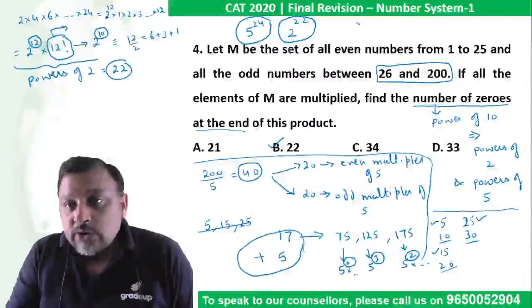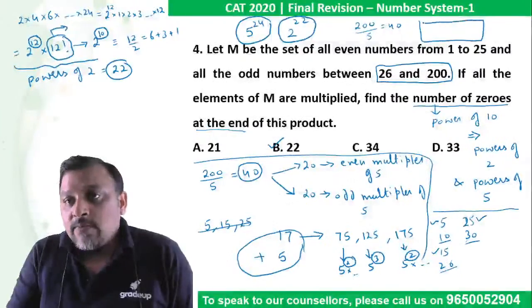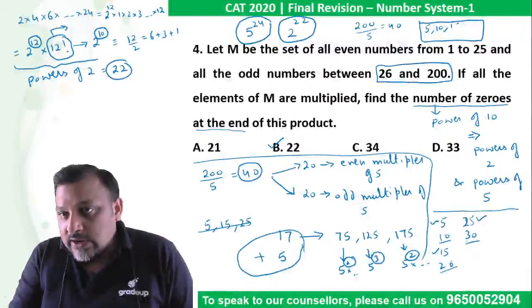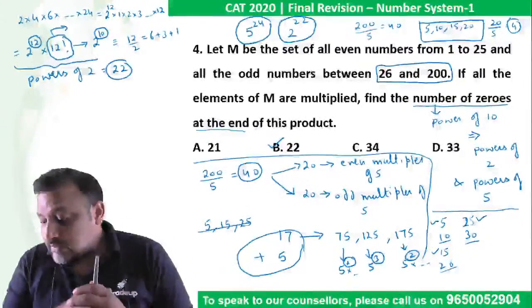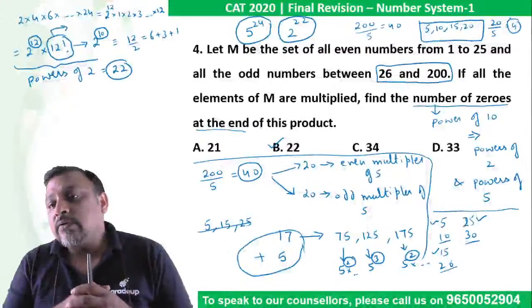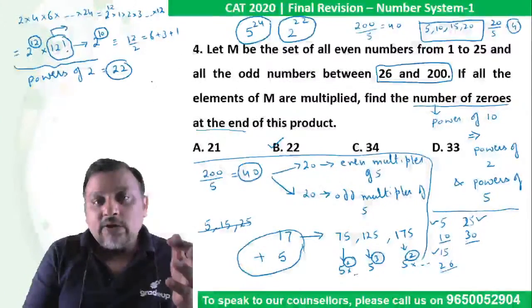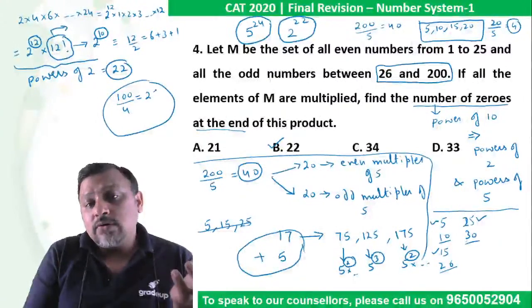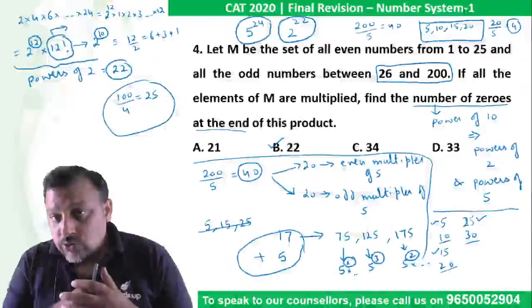Devashish, you are asking me to explain this logic. If I need to find multiples of 5 in first 20 numbers, either I can write down and count, or I can just divide 20 by 5. This is a basic logic. If I need to find the multiples of 4 in first 100 numbers, I just divide 100 by 4.